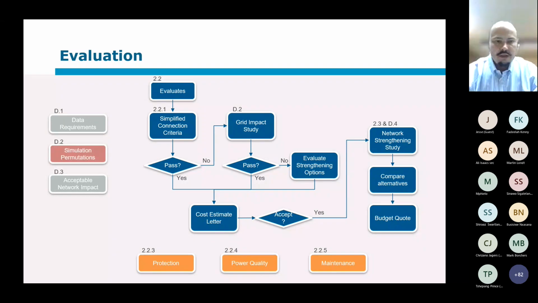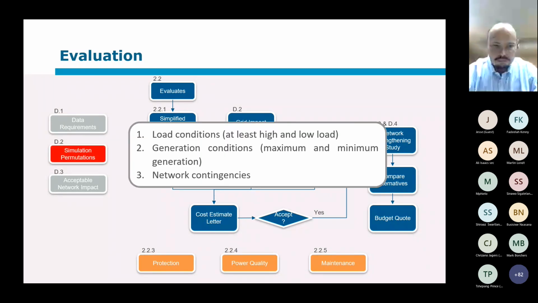Then the simulation permutations. You want to look at your loading conditions. So typically low and high load, where high load is usually your problem in a traditional network where you only supply customers that use electricity. Then your generation, once again, maximum and minimum. The permutations of these give you the four corners, which says that you've got a fairly good idea of what's going to happen on your network. And then you also have to evaluate network contingencies.